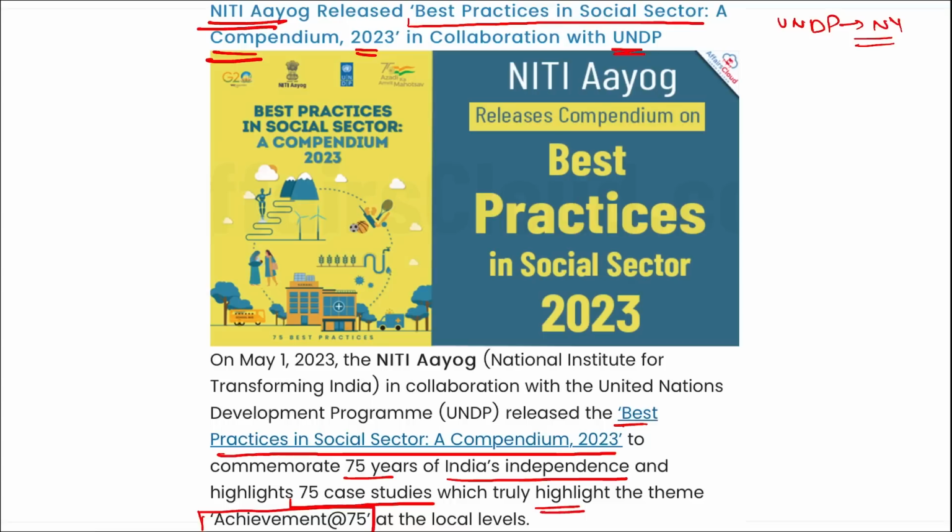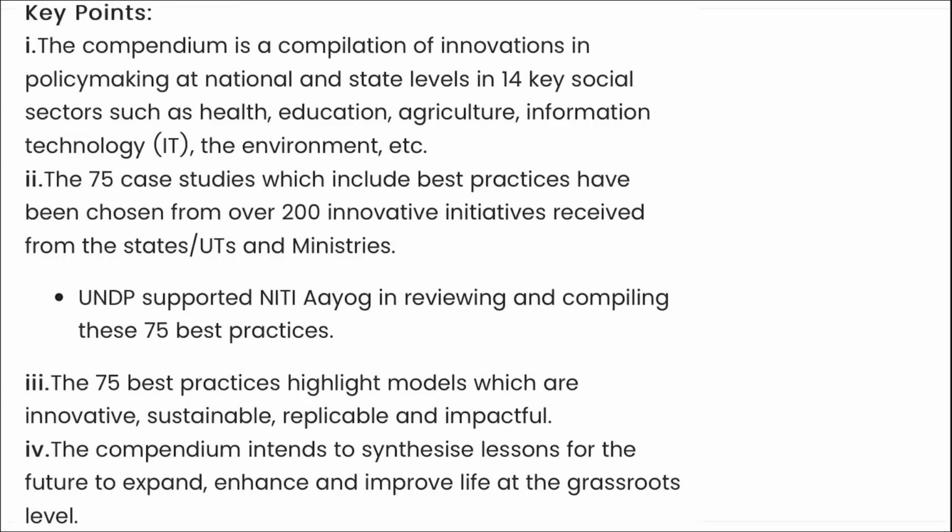Alright. Also, the compendium is a compilation of various innovations in policy making at national and state levels in 14 key sectors that include your healthcare, education, agriculture, IT, environment, etc. Also, the 75 case studies, which include the best practices, have been chosen from over 200 innovative initiatives received from various states and union territories. The 75 best practices highlight models which are innovative, sustainable, replicable, and impactful. Correct? So remember, it was your Niti Aayog along with UNDP that launched this compendium for best practices in social sector for 2023.